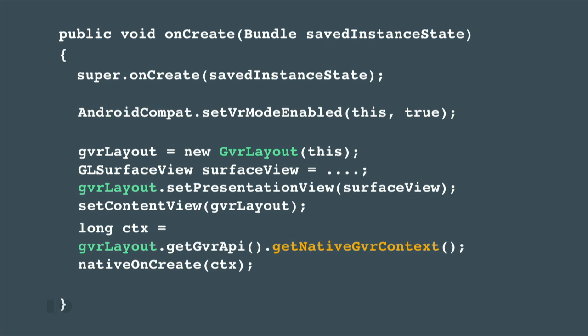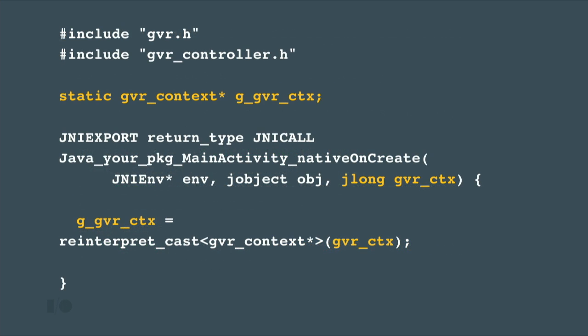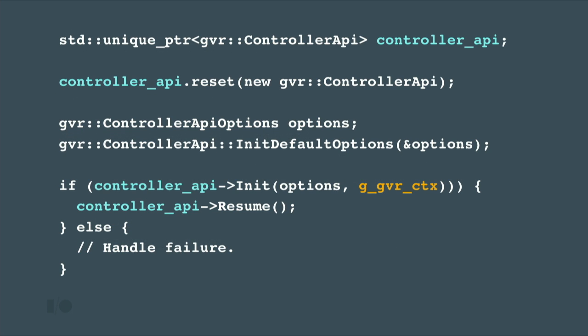And next, and this is the important part, you get the GVR native context. So the GVR native context is just an opaque pointer to a GVR context, which is something that you'll need to initialize the controller API. When you're down into the C++ land, all you have to do is get that pointer and then store it somewhere, because you'll need it while initializing the API. Speaking of which, after you set the default options, that's where you pass in the pointer on the init function. You pass the options and that pointer. And then you can forget about that pointer, because it's only really used to synchronize the controller and the headset.